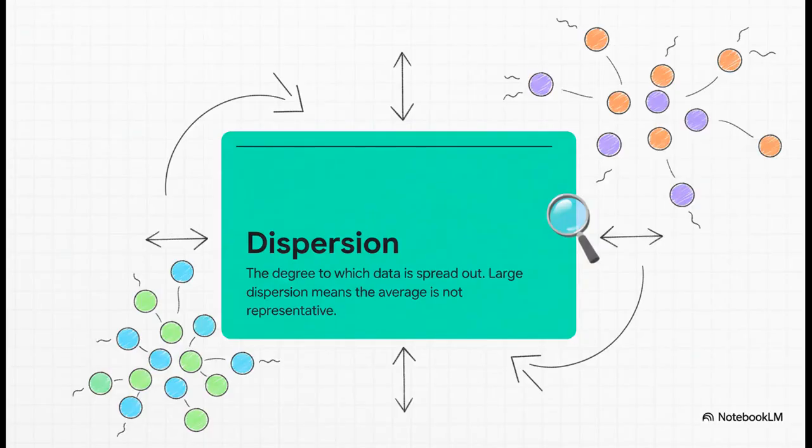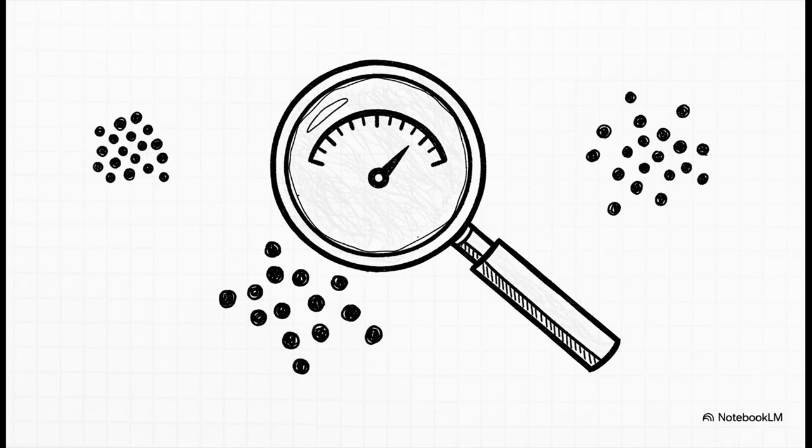This idea is called dispersion, or spread. It's really just asking, how tightly packed is the data, or how scattered is it? If the dispersion is large, it means that center number, whether it's the mean or the median, isn't really a very good summary of the group. So, how do we capture this whole story of spread in just one number?